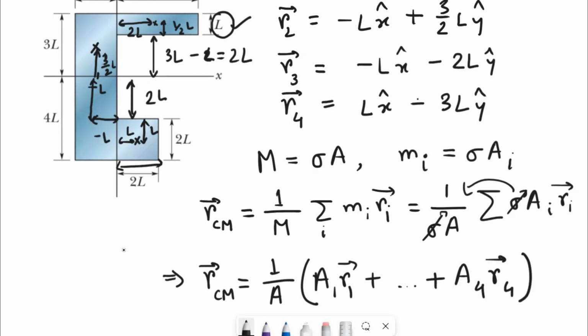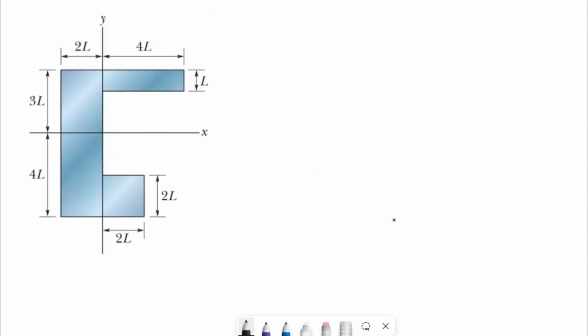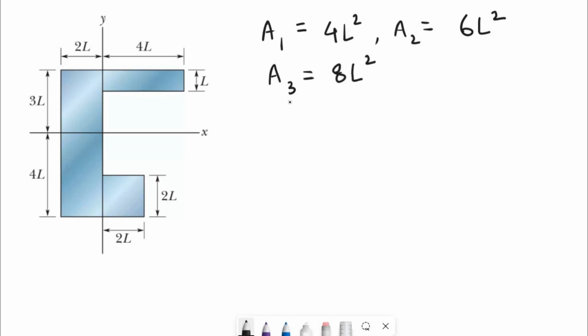Okay, so now let's use this formula. A1 is given by 4L times L, which is 4L squared. A2 is given by 2 times 3, so that's 6L squared. A3 is 4L times twice L, so that's going to be 8L squared. And A4 is twice L times twice L, so 4L squared. Now that we have that and we have the corresponding positions, we just simply apply our formula.